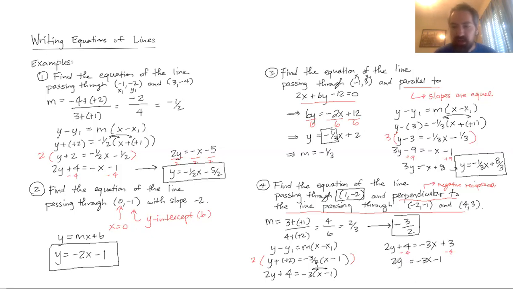All right, so you subtract 4 from both sides, and then finally divide both sides by 2. So that's y equals -3/2 x minus 1/2. Right, y equals -3/2 x minus 1/2 would be the equation in slope-intercept form of the line satisfying those conditions.